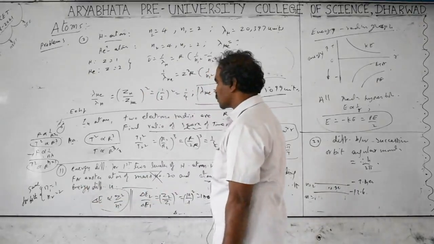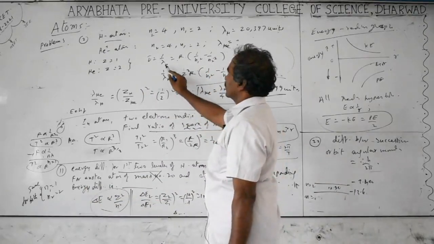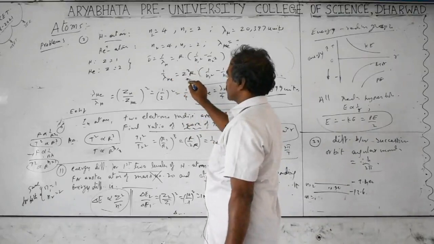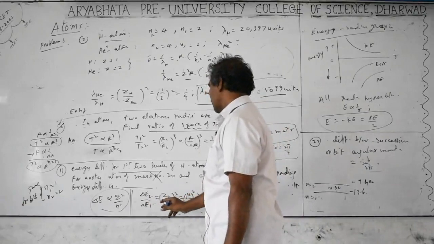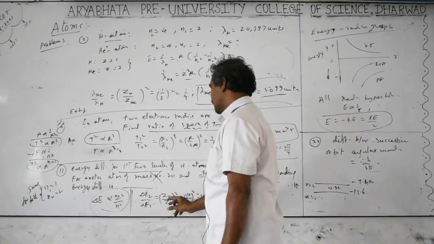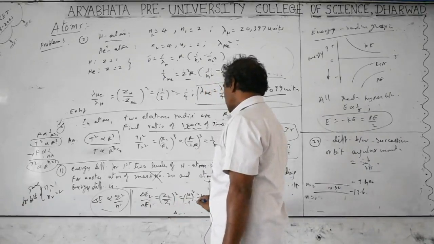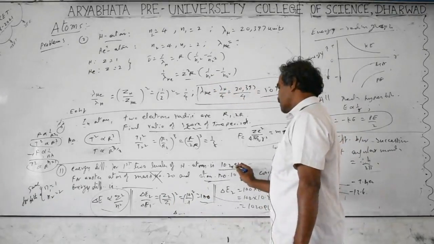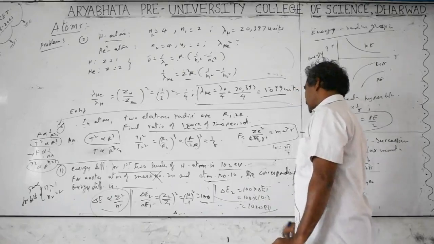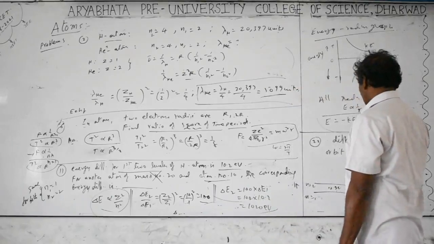Energy difference is proportional to z square, since the same transitions are given. So the energy difference ratio is z2 square by z1 square, which is equal to 100. So delta E2 equals 100 times delta E1. Delta E1 is given as 10.2 electron volts. Multiplying, you will get 1020 electron volts.